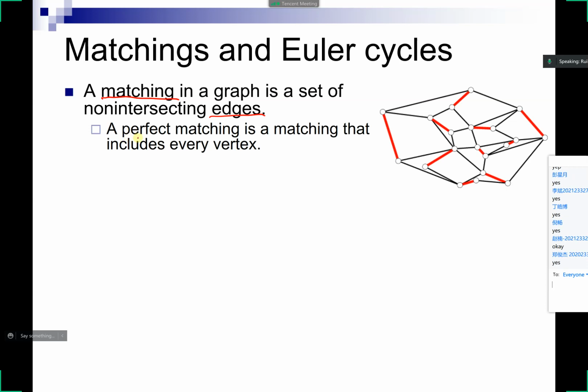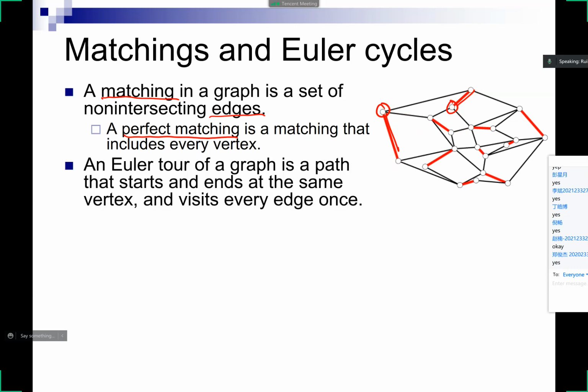And we actually need more than a matching, we need a perfect matching. This is a matching which includes all of the vertices. You can see that all of the vertices in this graph are part of some matching. For example, we selected these red edges, so this vertex is part of this edge, this vertex is part of this edge, and so on. So that's a perfect matching.